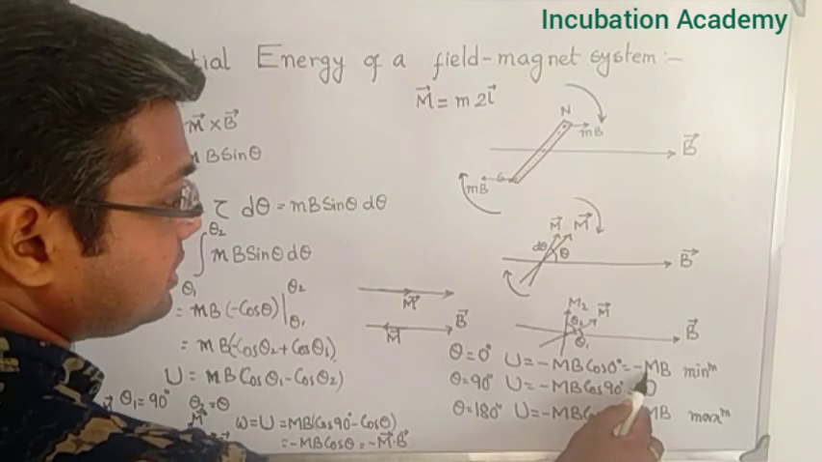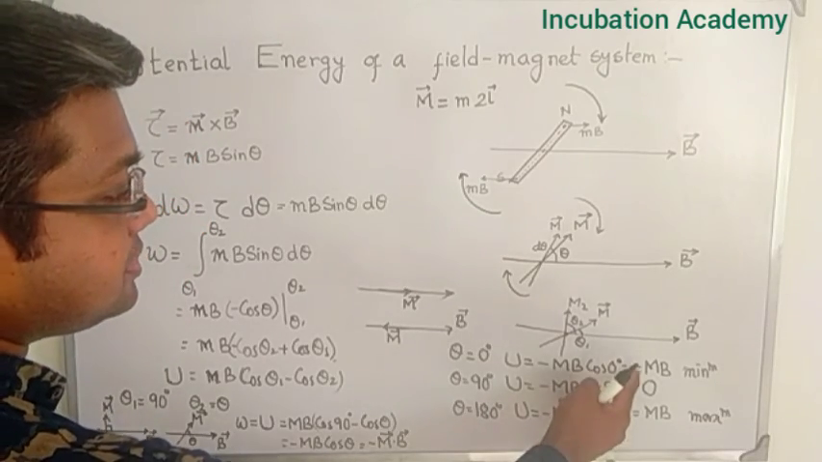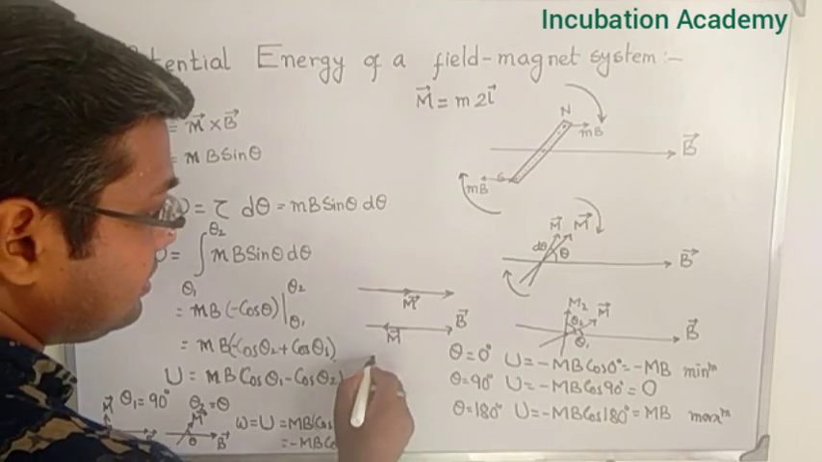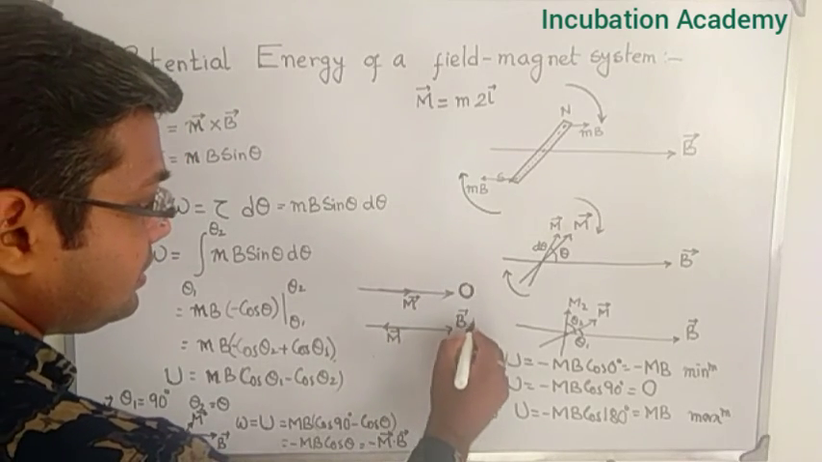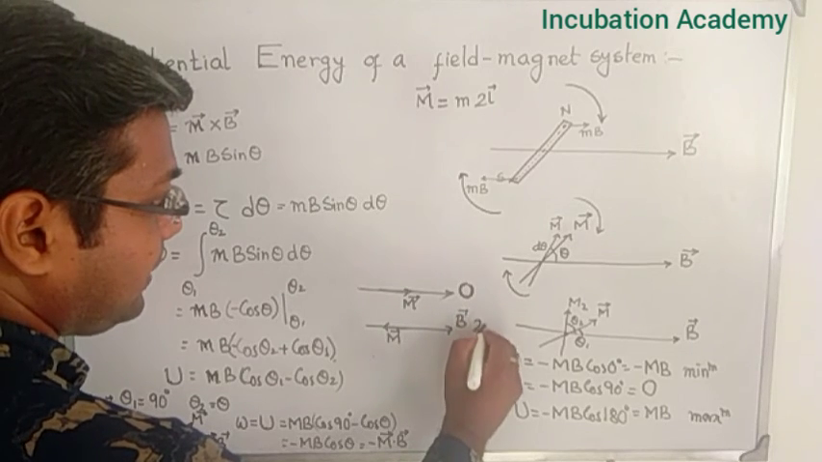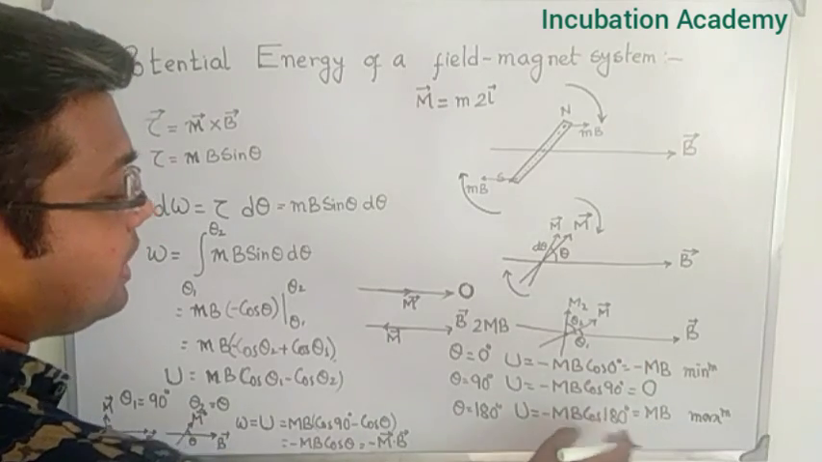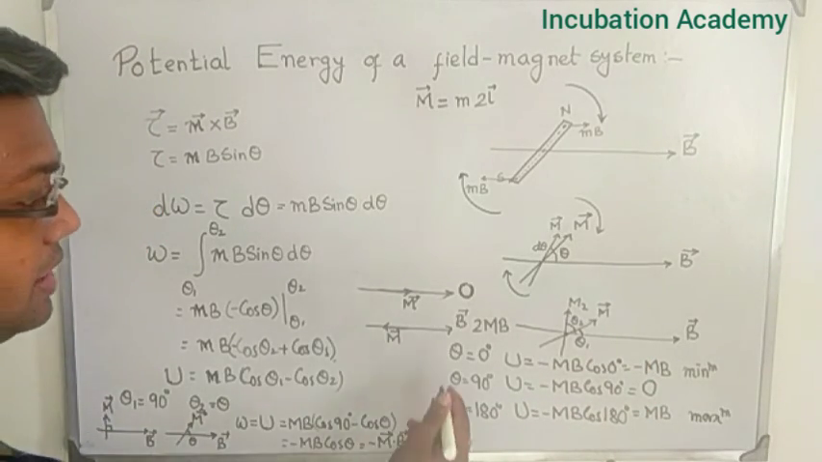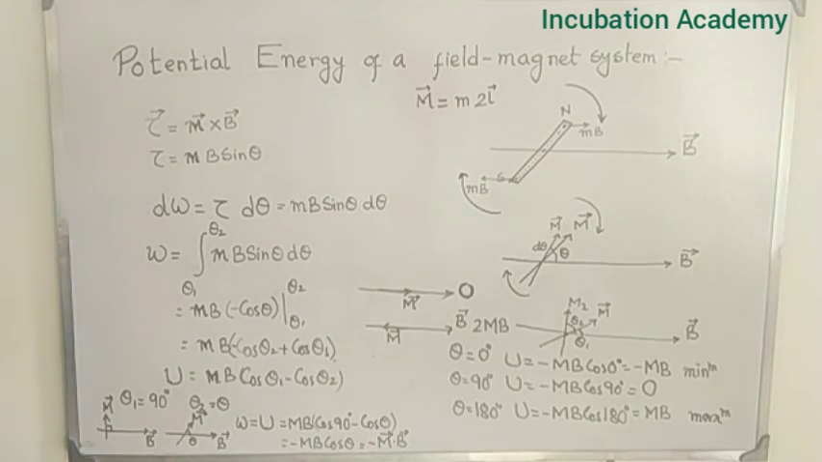So with respect to this, the potential energy is required. If I consider this as a reference, it is 0. If it is here, then the potential energy at the reference level is 0. Here the potential energy required is 2MB with respect to this. If it goes from minus MB to plus MB, that means 2MB energy is required, and when it is at 90 degrees, the energy required to rotate it will be MB only. So this is the potential energy of a field magnet system.